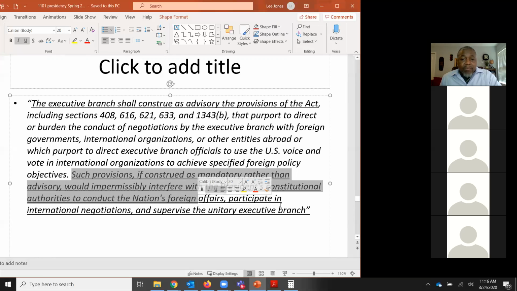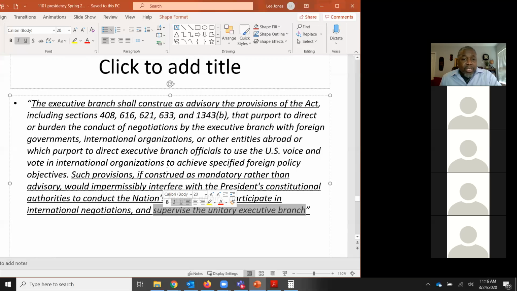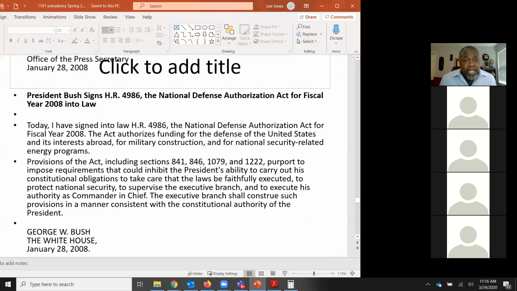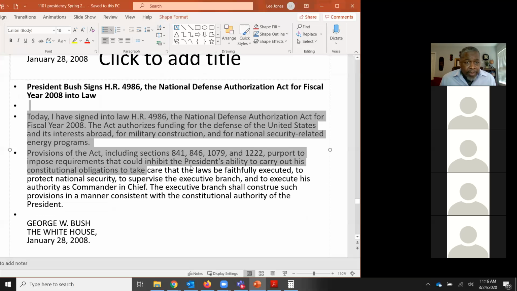So they're saying that if this bill makes us do something, then this would make someone else besides the president have the ability to supervise the executive branch, and that's something that they won't abide by. That's what Attorney General Barr is saying if you go back and read that quote. And here's just another example of the signing statement.